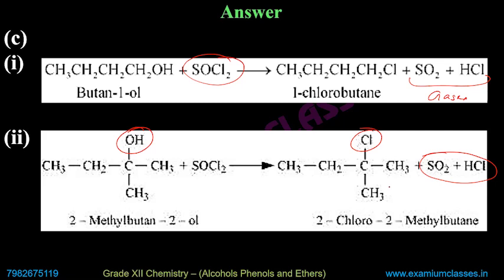So the B and C parts are easy, but the first part you need to remember, that is actually the Lucas test. And HCl plus zinc chloride is known as Lucas reagent.